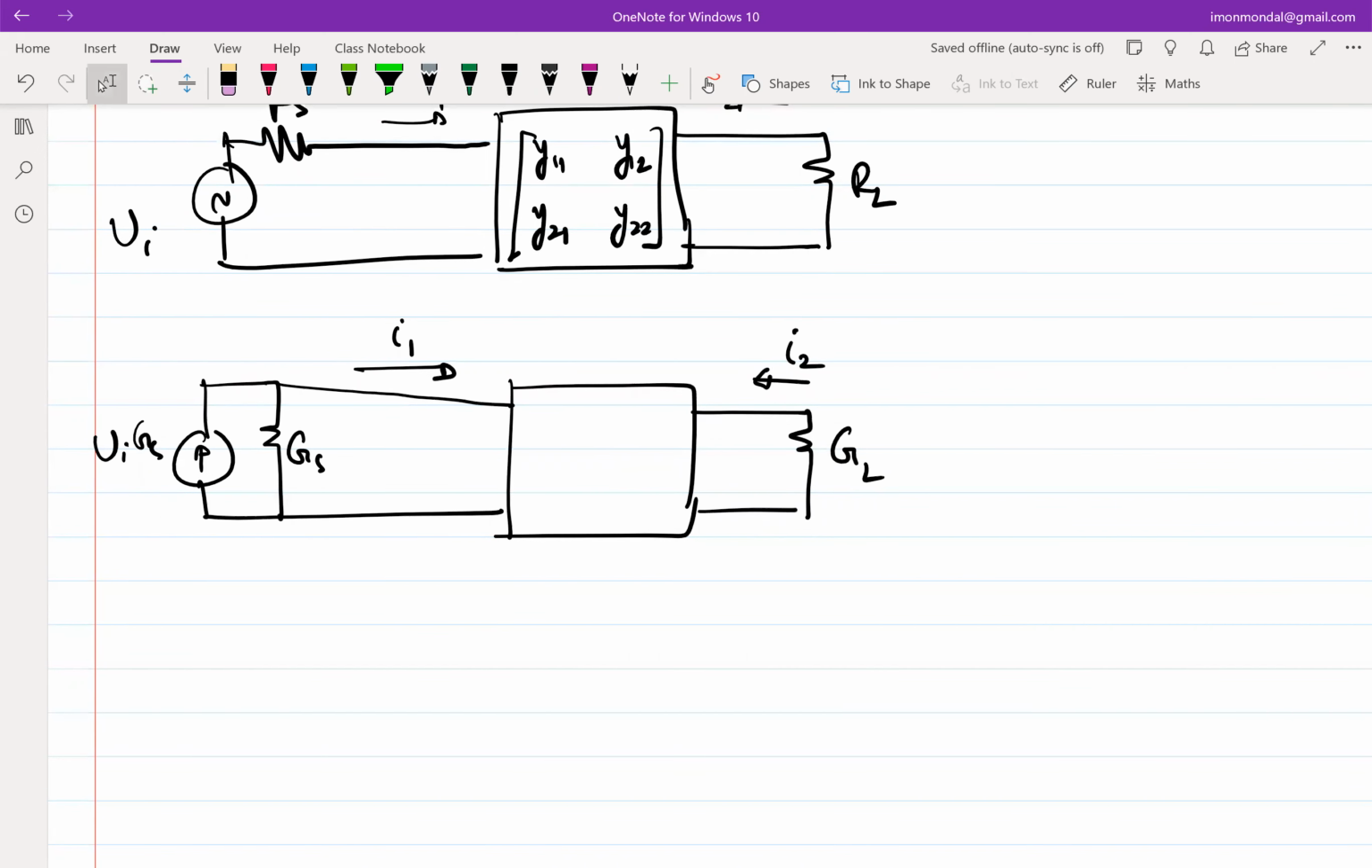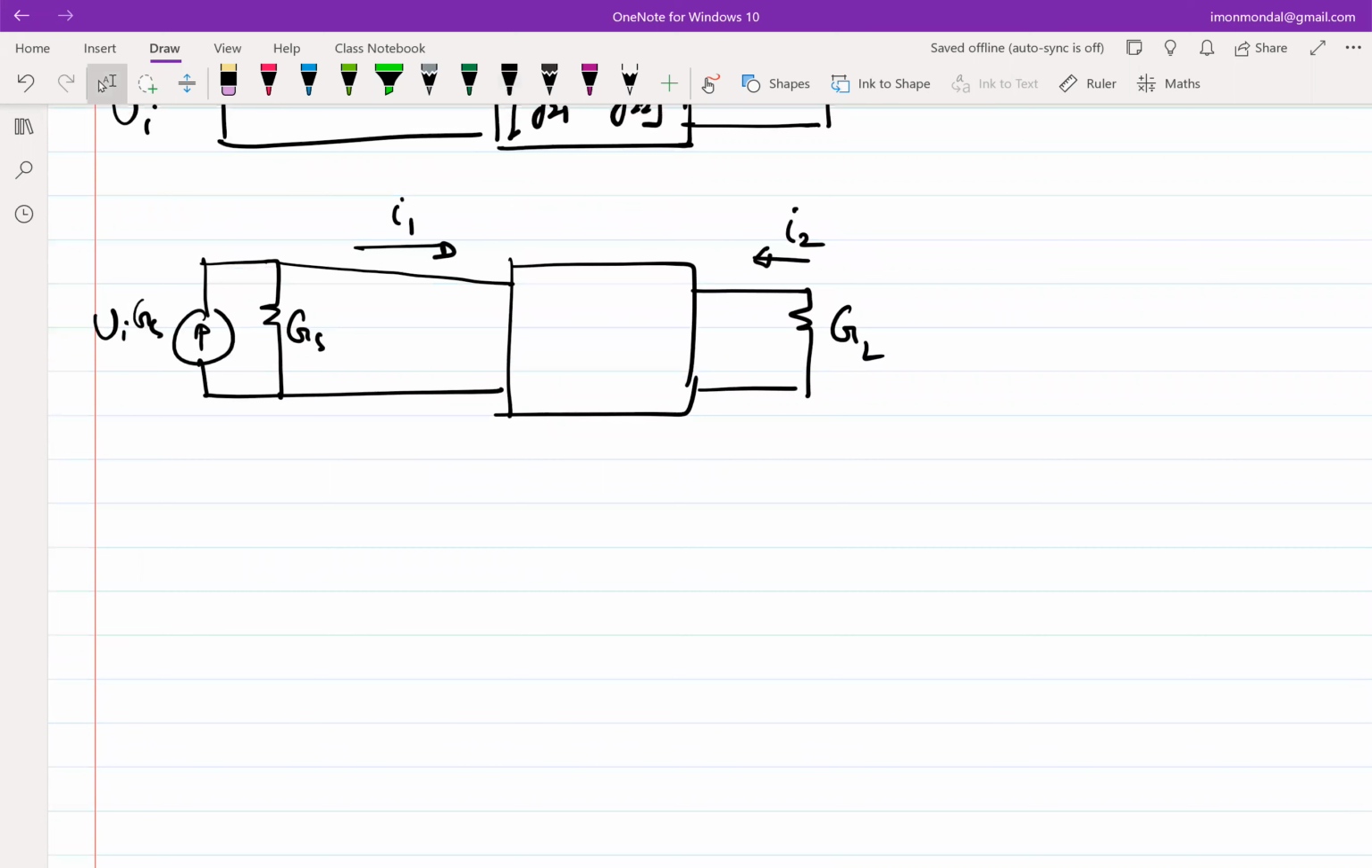So now let's rewrite my current-voltage equations. So this is still V1, this is still V2. So my new I1 is VIGS minus V1GS, right? So if I do the KCL here, that is I1, which is equal to VIGS minus V1GS.